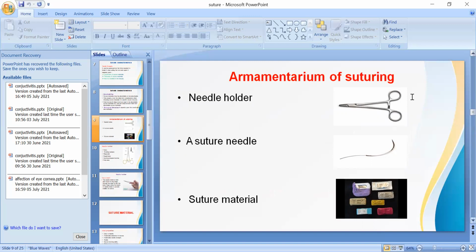Armamentarium of suturing: here you can see the needle holder and then suturing needles with thread. And suture material: you can see different types of suture material, absorbable, non-absorbable, synthetic, non-synthetic, all are here.